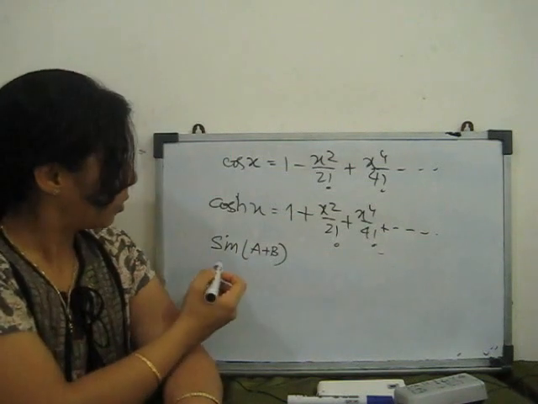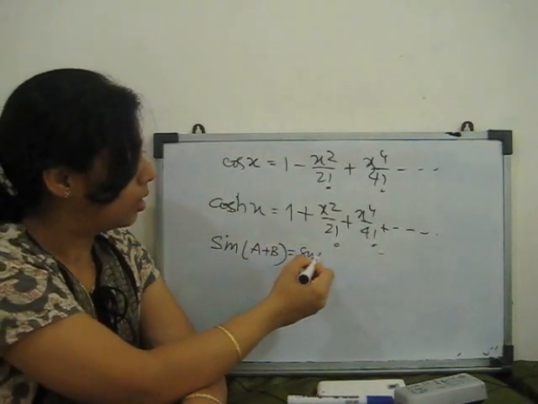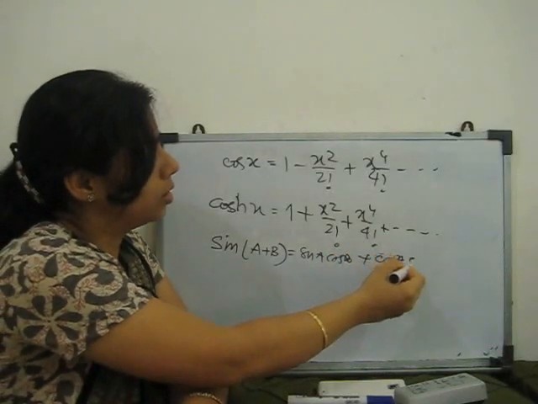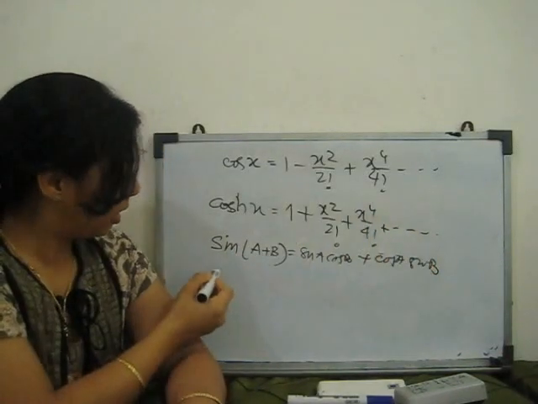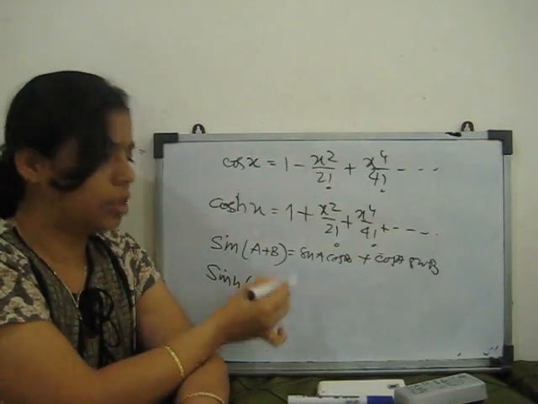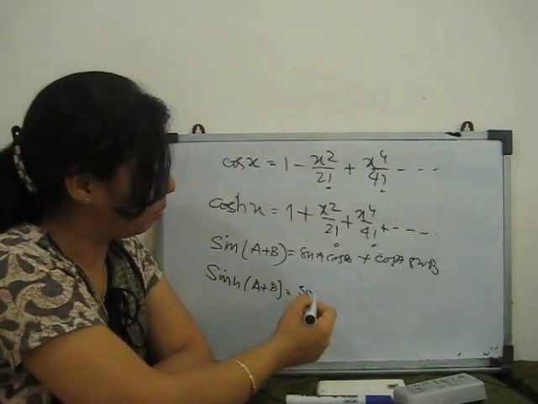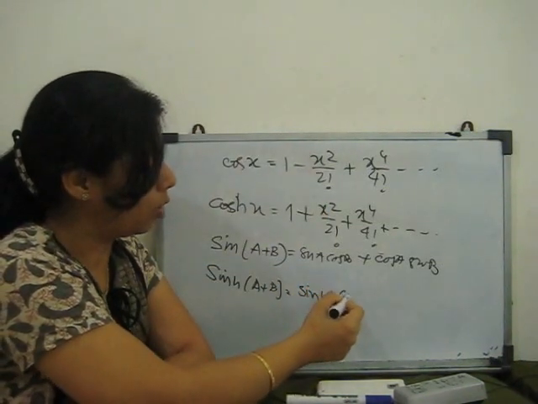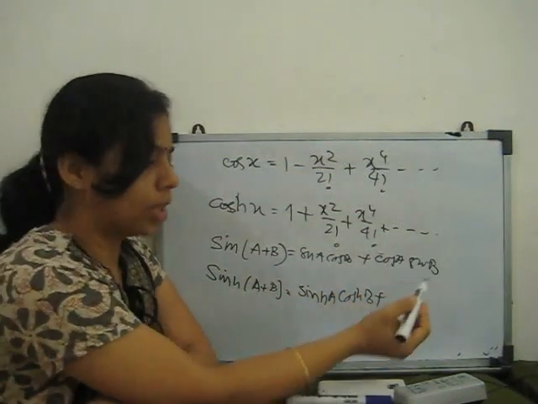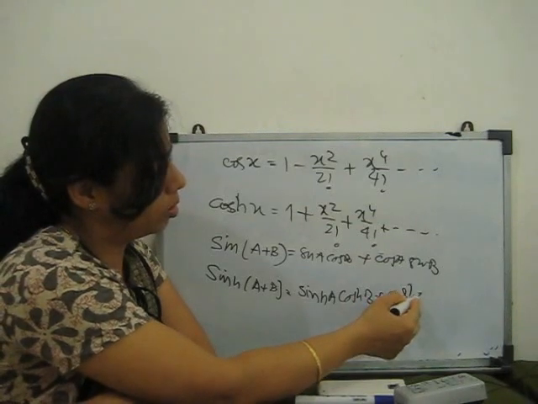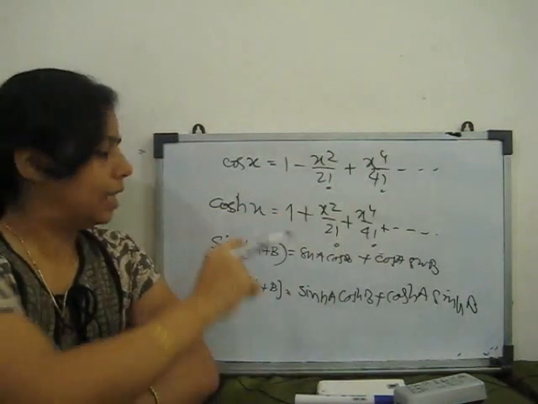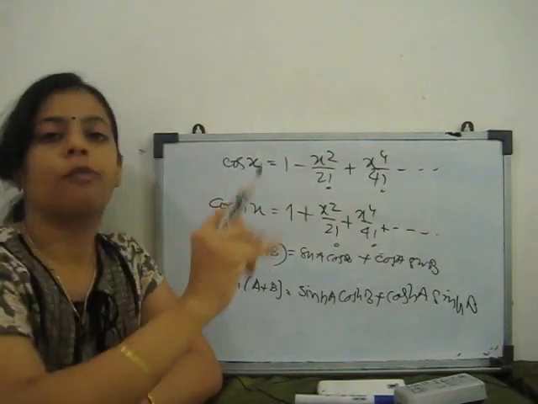So this is sin a cos b plus cos a sin b. Similarly, sinh(a+b) is the same in hyperbolic form: sinh a cosh b plus cosh a sinh b.